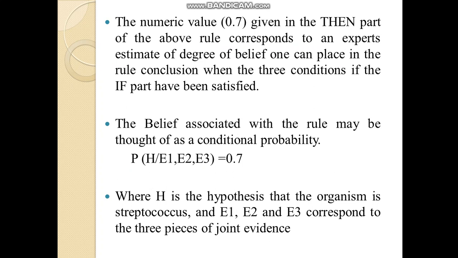One can place it in the rule conclusion when the three conditions in the IF part have been satisfied. The belief associated with the rule may be thought of as a conditional probability: P(H | E1, E2, E3) = 0.7. Here H is the hypothesis that the organism is Streptococcus, and E1, E2, E3 correspond to the three pieces of joint evidence.